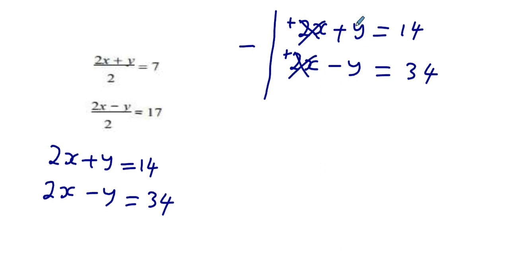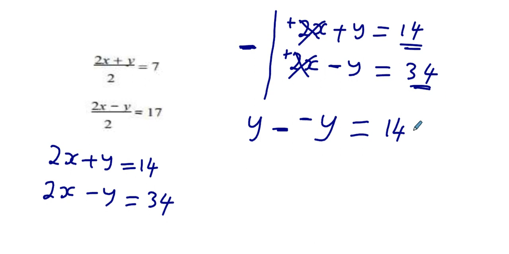But check out here, y minus negative y. Be careful here. Y minus negative y, that equals 14 minus 34. Can you see that? So now here, don't say 0. This is negative times negative. It's making it positive. So you have positive y, you have y equals 14 minus 34. This will be negative 20.